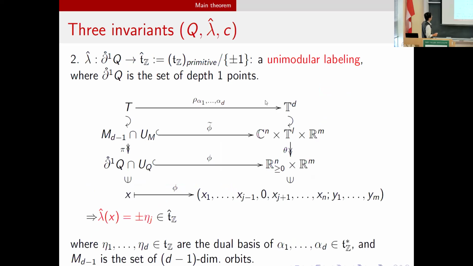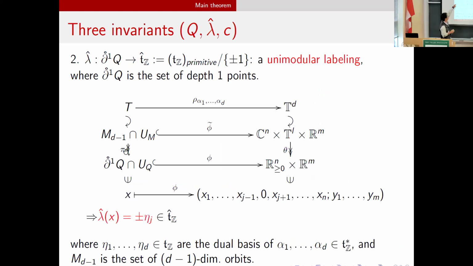Okay, let's continue. So how do we define the unimodular labeling? Now we have a local standard chart UM, and we restrict to the points whose orbit is of dimension d-1. Then we have the projection map from this.